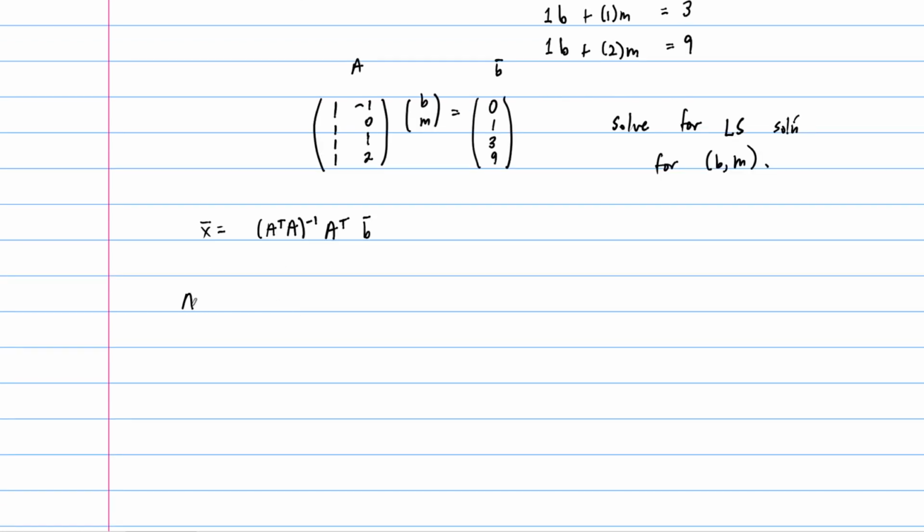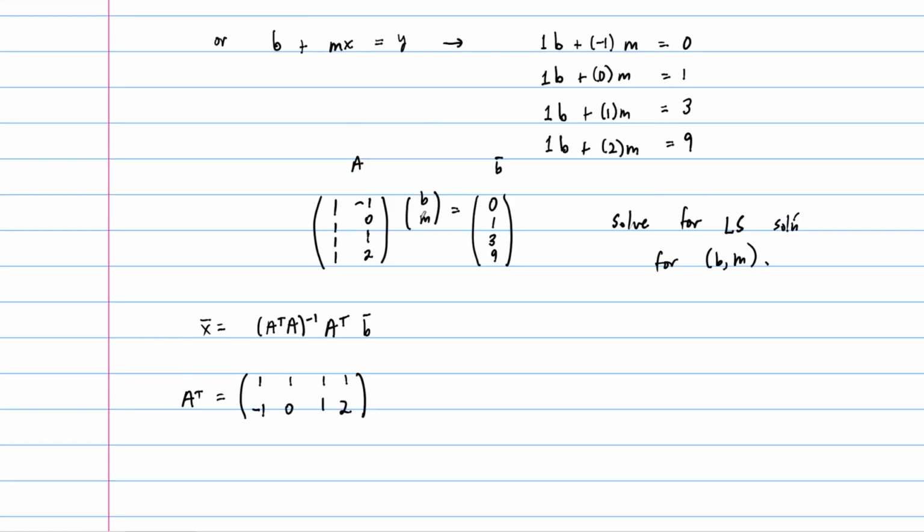So let's do it in parts. Let's start with our A transpose. You have to do almost all of the same stuff that we did in the previous example. But A transpose is going to have ones along the first row now. -1, 0, 1, 2 in the second row. And then we need to multiply this by A, find the inverse, and then also multiply this by B, right?